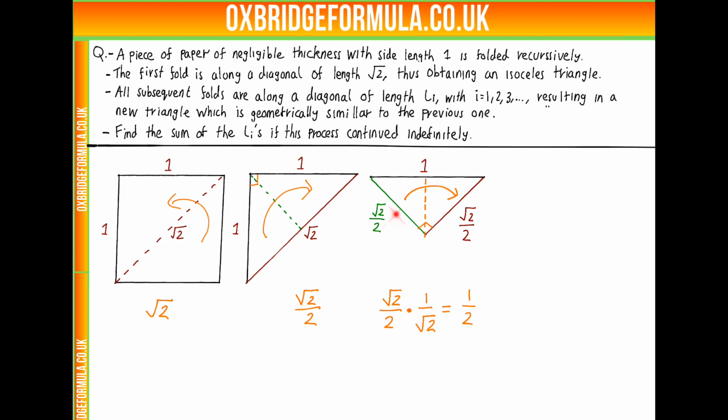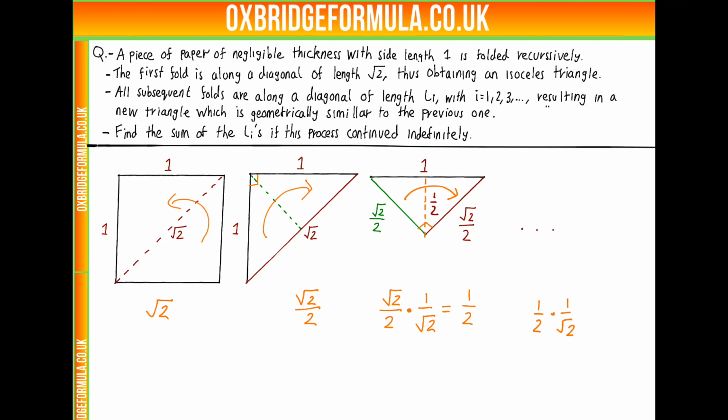And what do we do now? Well, for the next triangle, we don't really have to draw it out, because we know we're just going to get another copy of this, but scaled by 1 over √2 again. And we know our fold length then will be 1 over √2 times what we just had. So if we carried on, we'd have 1/2 times 1 over √2, and we continue like this.